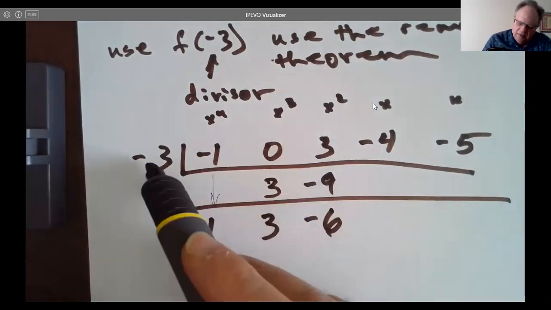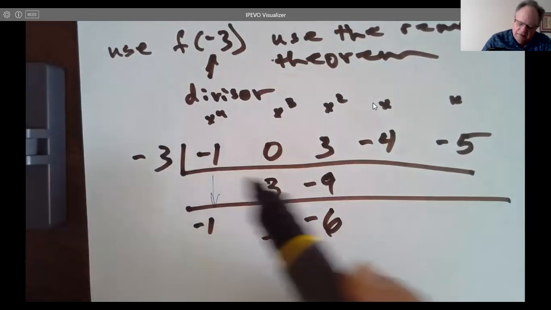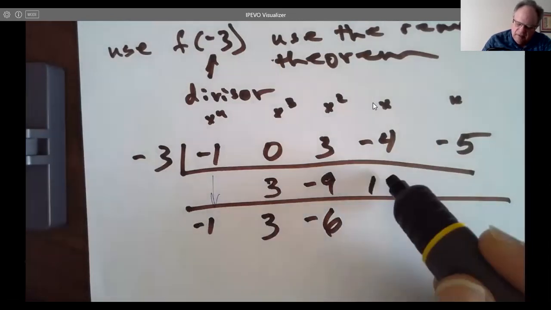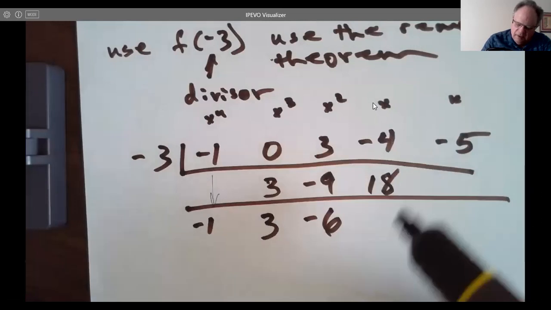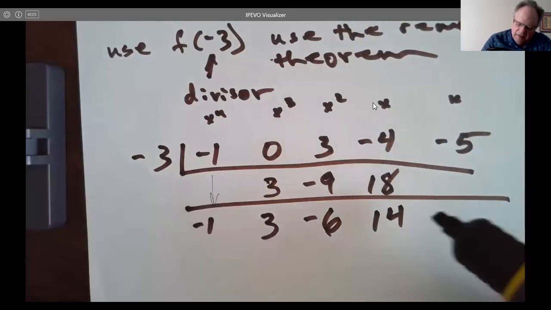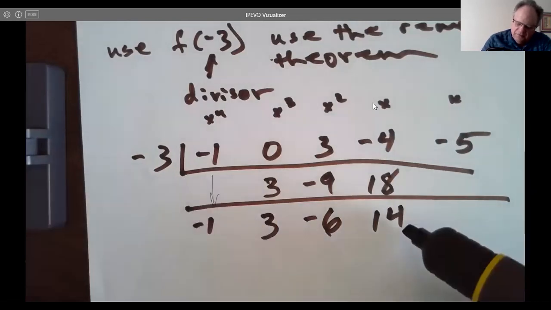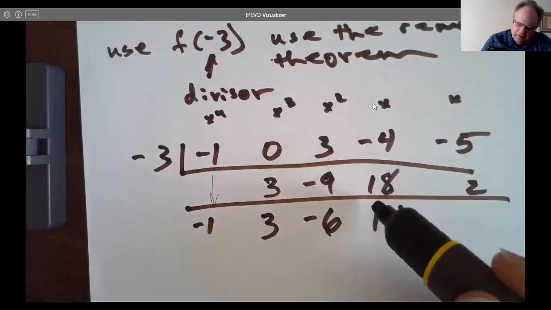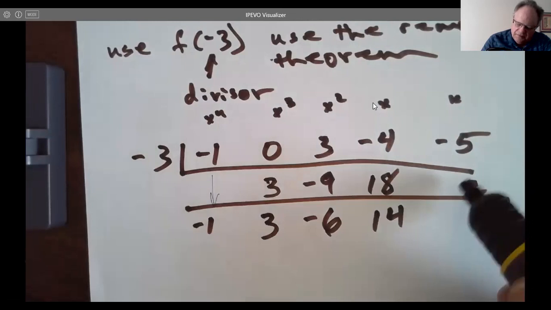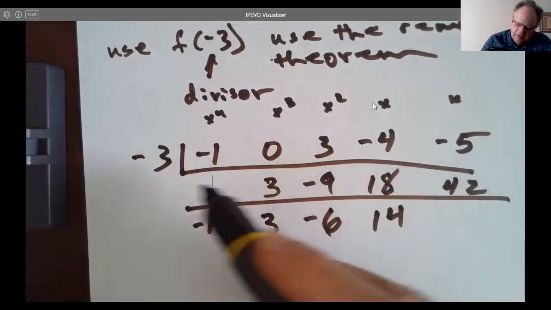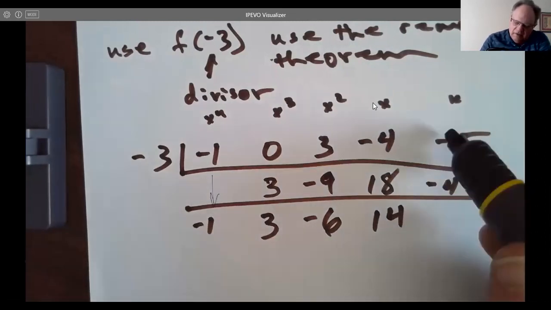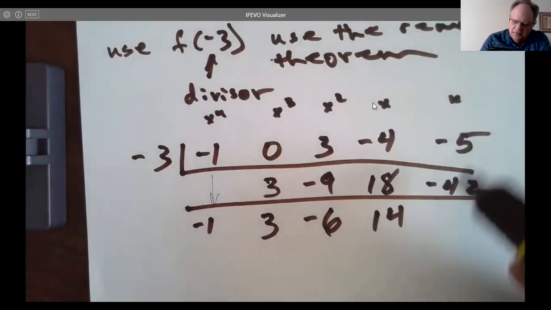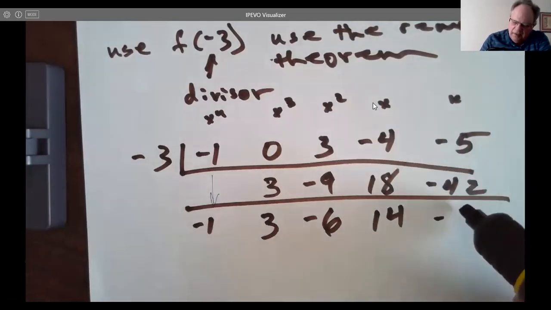Now we multiply negative 3 times negative 6. Negative times negative is a positive. 6 times 3 is 18. We have a negative 4 and a positive 18, so we get a positive 14. We multiply negative 3 times 14. 3 times 4 is 12, carry the 1, 3 times 1 is 3, and 1 more is 4, so that's 42. But it's negative 3 times 14, so it's a negative 42. So we have a negative 5 and a negative 42. They're both negative, so we add negatives. We get negative 47.